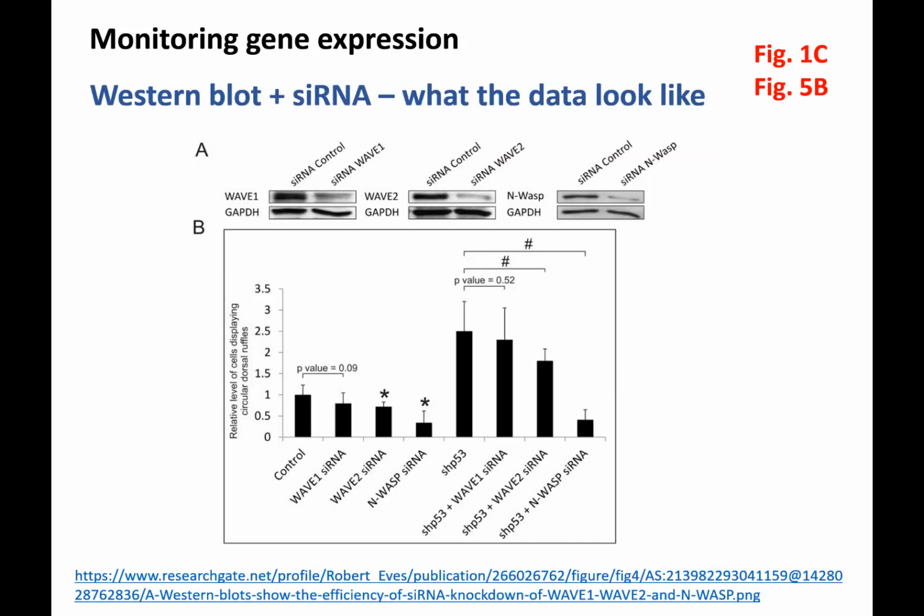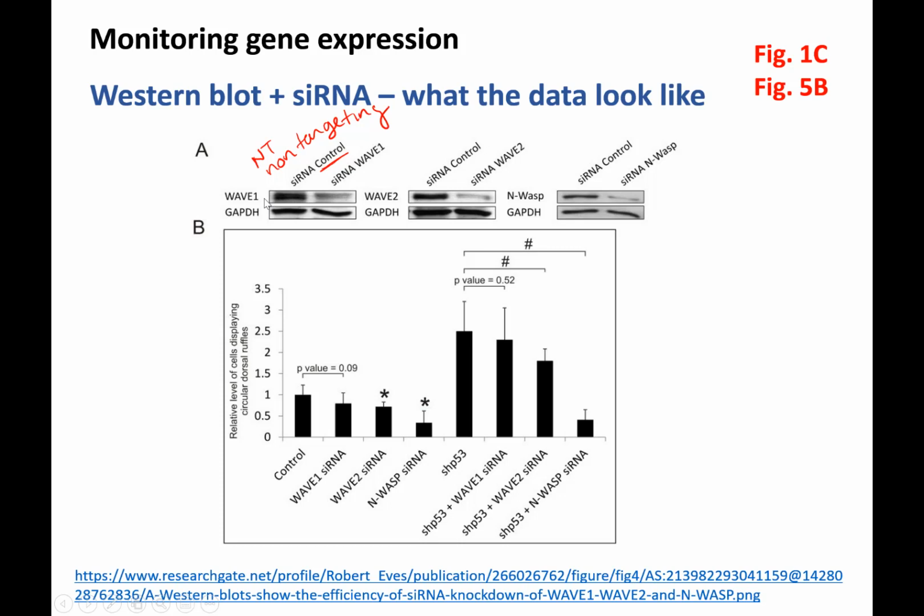So let me show you that. So Western blot plus siRNA, what the data looks like. So you're going to see some data in these figures where they've used an siRNA to knock down protein expression. So a control siRNA in our paper is called NT, non-targeting. So just a random sequence of nucleotides that's not going to interfere with anything. And you shouldn't see any difference in protein expression.